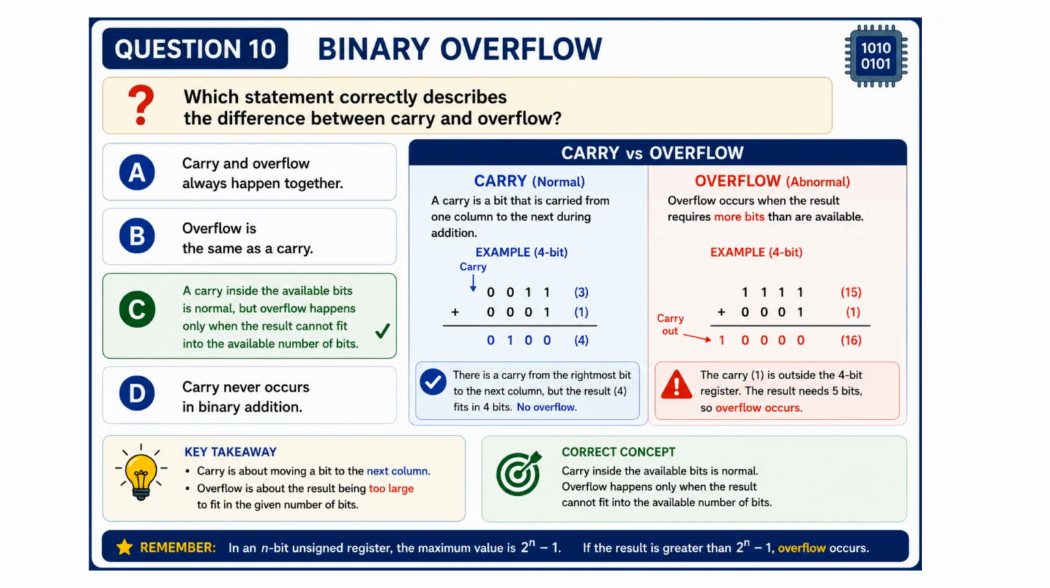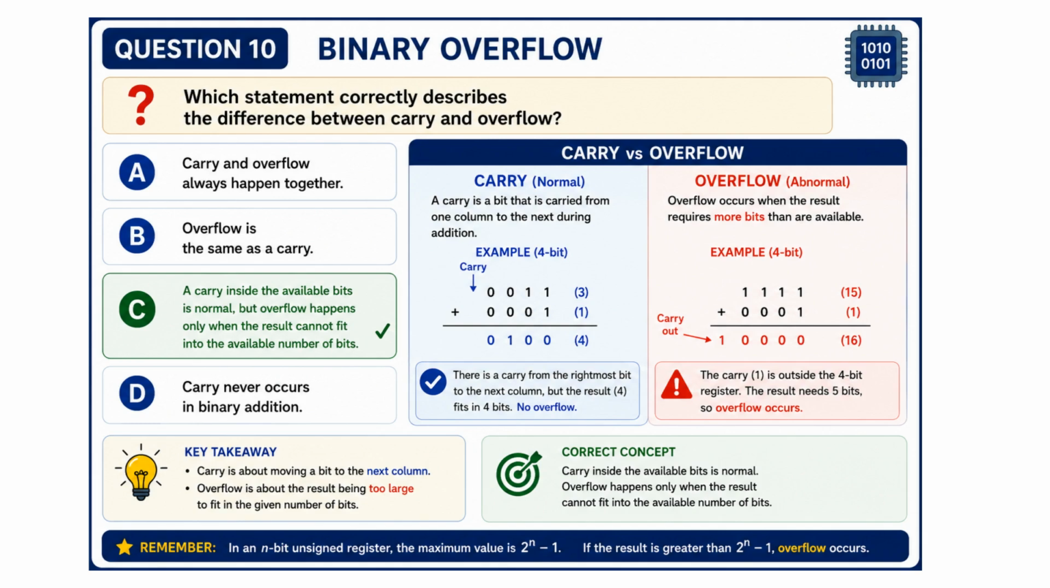What is the difference between a carry and overflow? The correct answer is, a carry inside the available bits is normal. Overflow happens only when the result cannot fit into the available number of bits. Let's start with the carry example. We add 0011 and 0001. During the addition, a carry moves from one column to the next. The final answer is 0100. The result still fits inside a 4-bit register. So, there is a carry, but there is no overflow.